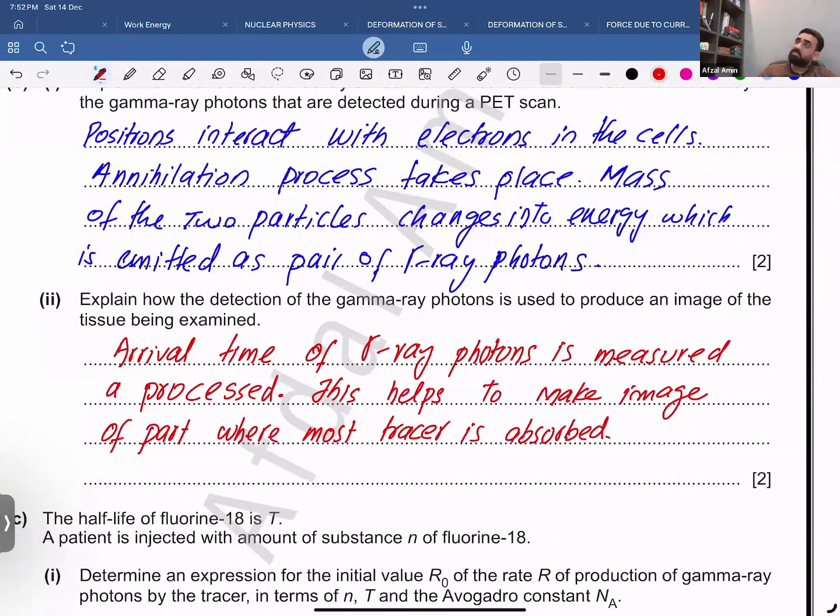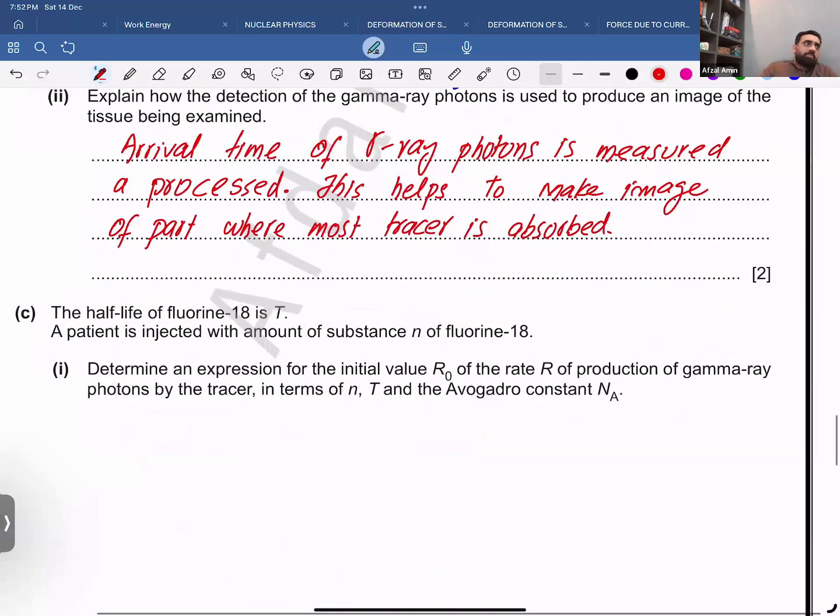What is this? I can't read. Half-life of fluorine-18 is T. A patient is injected with an amount N of fluorine-18. Determine an expression for the initial value R naught of the rate of production of gamma rays by the tracer in terms of N.